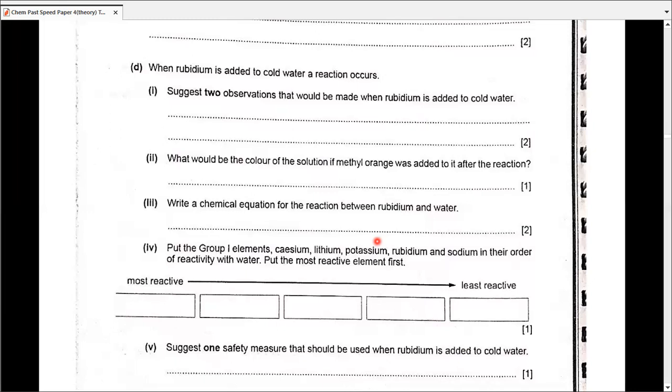methyl orange has a yellow color in alkali. So yellow. Next one is yellow.